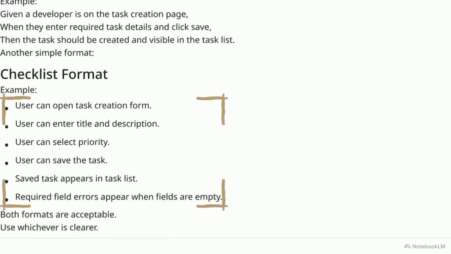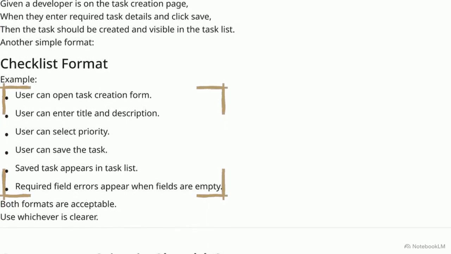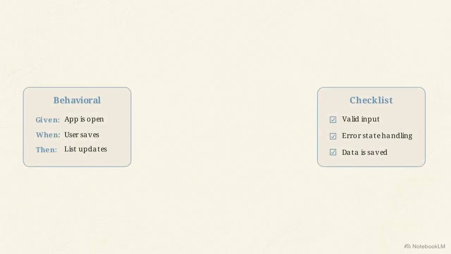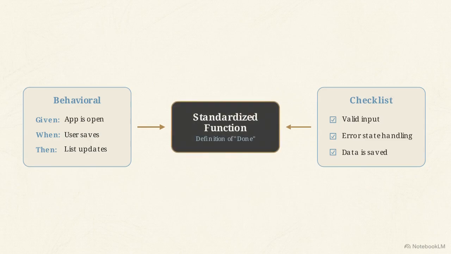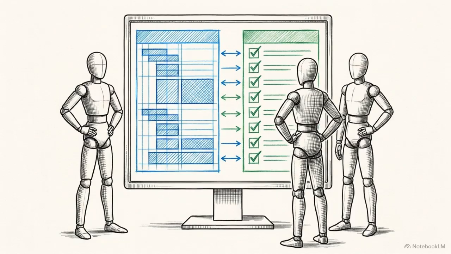For simpler tasks, a checklist format provides a binary list to verify specific states. Regardless of which framework the team chooses, the function is the same. They provide a standard baseline for behavior, removing personal interpretation from the review process.